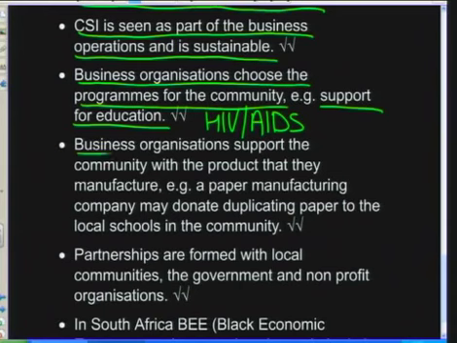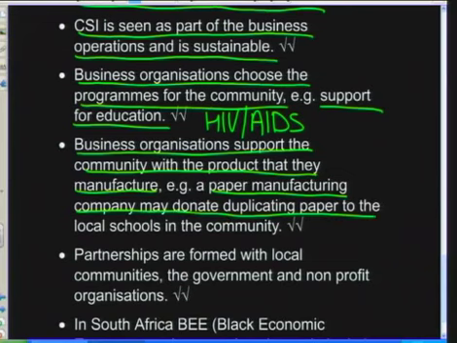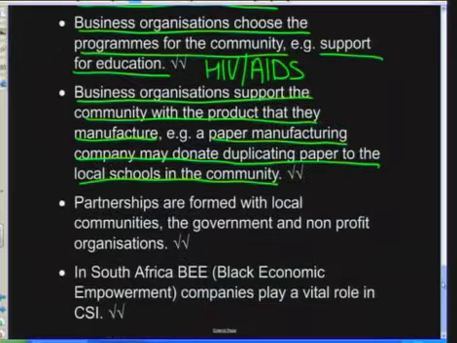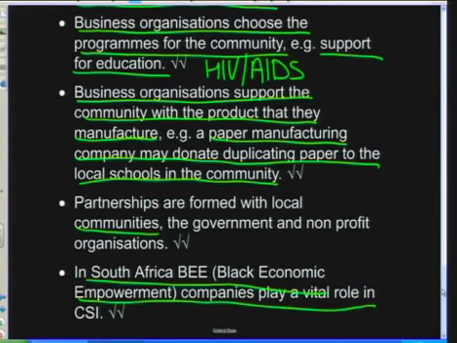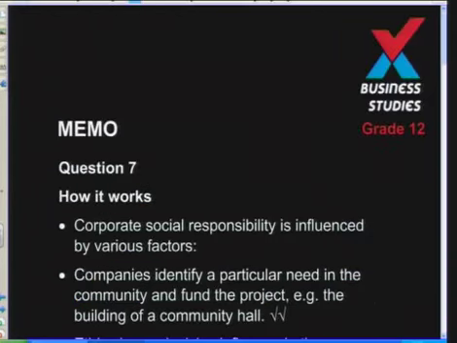Business organizations support the community with the product that they manufacture, e.g. a paper manufacturing company may donate duplicating paper to the local schools, which is quite a big thing there. Partnerships are formed with local communities, the government and non-profit organizations. And in South Africa, black economic empowerment companies play a vital role in CSI. So let's move on there.